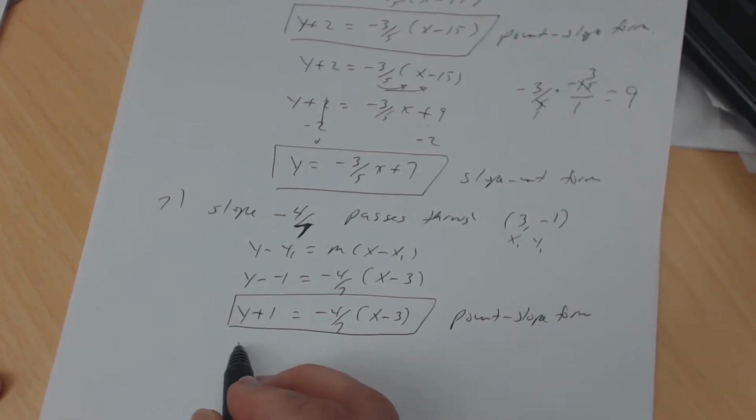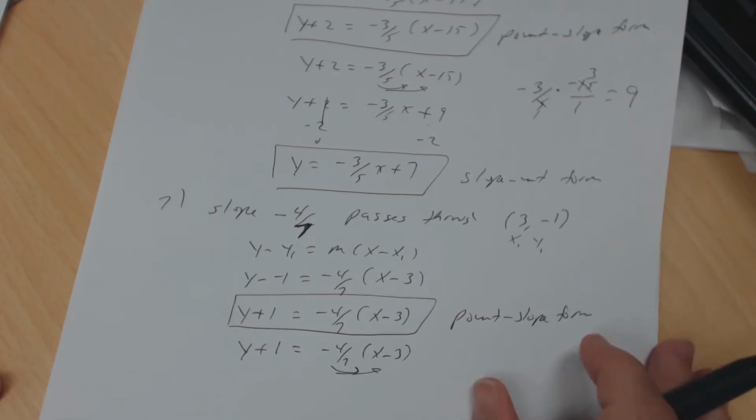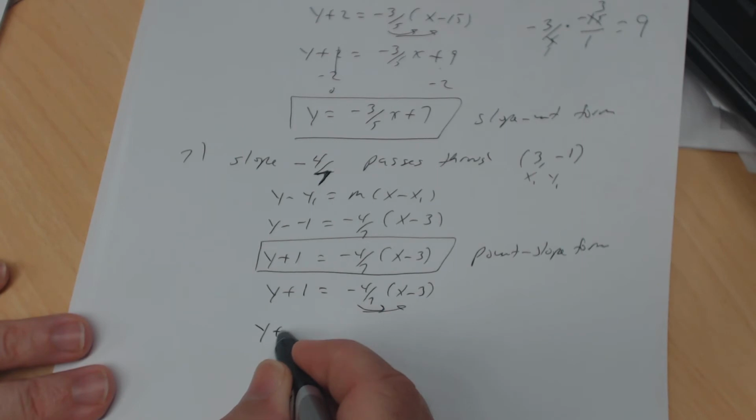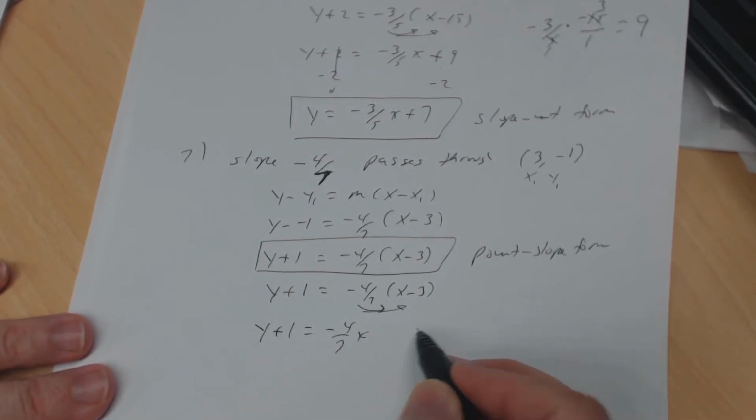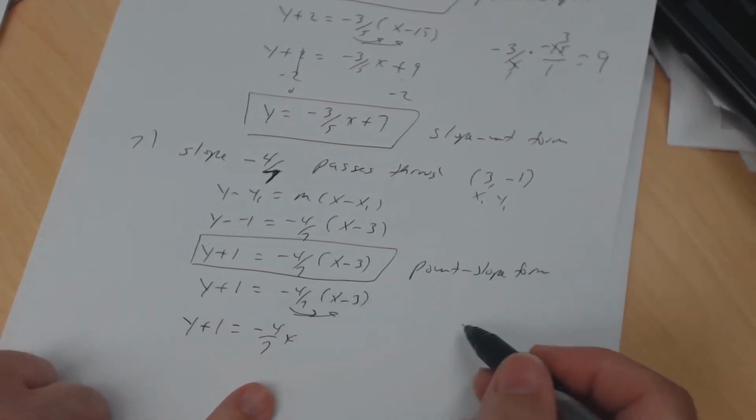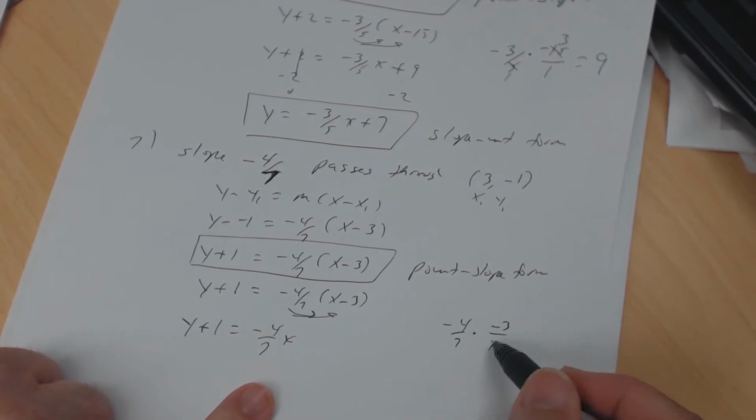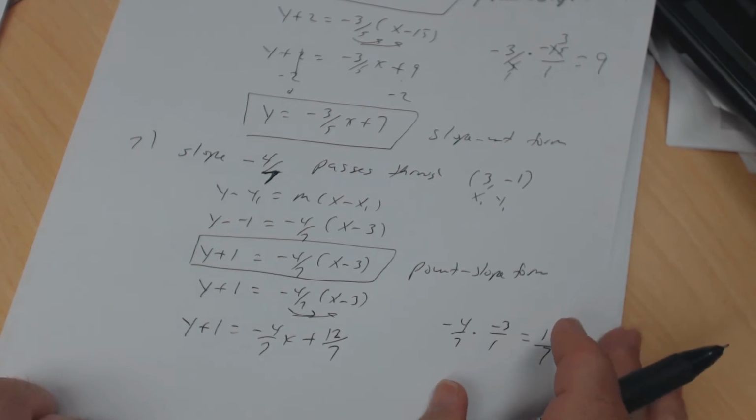All right, and now to get y by itself, that's how you're going to get it to slope-intercept form. So let me go ahead and rewrite this over. Okay, now we can distribute. Use your calculator for one part. So I got y plus 1 equals a negative 4/7 times x, which is negative 4/7 x. Now let's figure this next one out. Negative 4/7 times a negative 3. I cannot reduce, so I'm just going to multiply. A negative 4 times a negative 3 is a positive 12. 7 times 1 is 7, so I get 12/7. So that's plus 12/7.